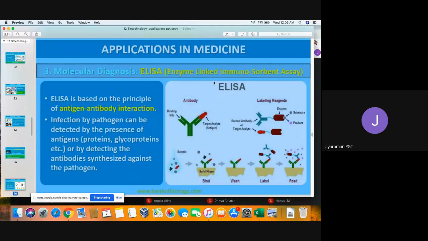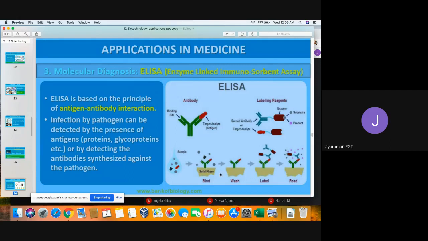Enzyme-linked immunosorbent assay. Immunosorbent means something immunological, that is, an antibody-antigen reaction is used. Sorbent assay, something like absorbent, an adhesive substance, using attachment. In the attachment with the antibody, something is attached. What is that? An enzyme is attached. The enzyme-antibody complex is used. The enzyme is attached to the antibody, and the antibody is again attached to the antigen.